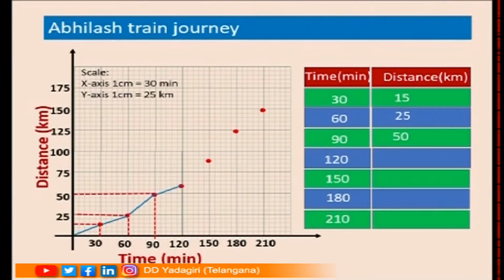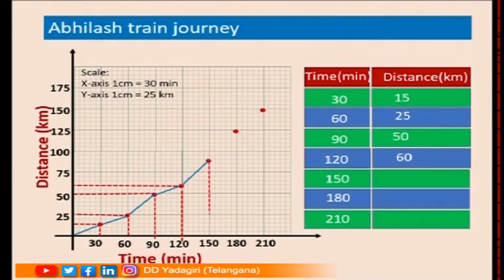After completion of 120 minutes, it covers the distance. So each unit is equal to 25 kilometers. Here one unit is divided into 5 small cells. Each cell is equal to 5 units. So here above 5, 2 cells are there. That means 50 plus 5 plus 5, it gives 60. So after 120 minutes, the train covered the distance of 60 kilometers.